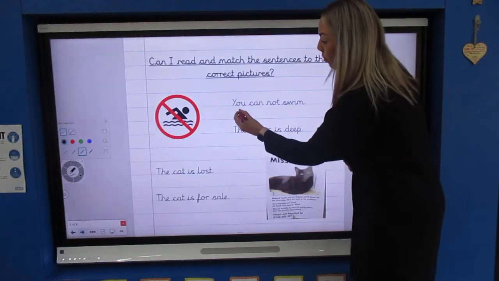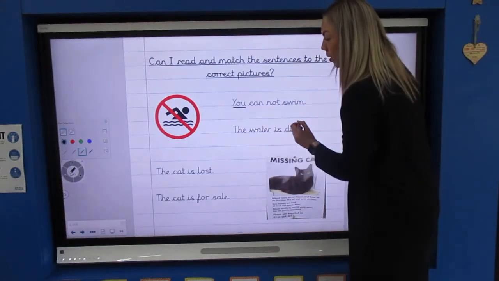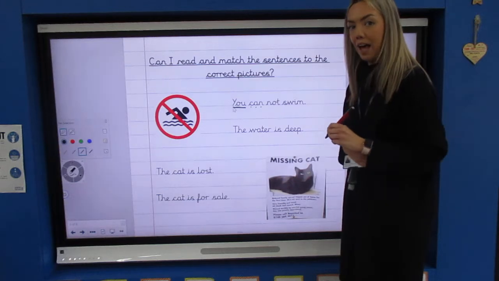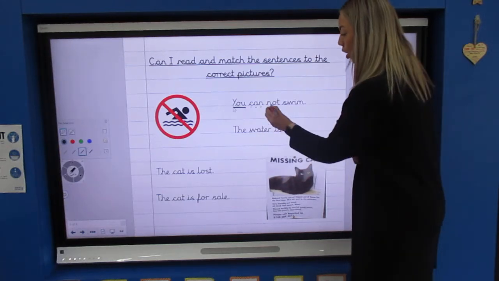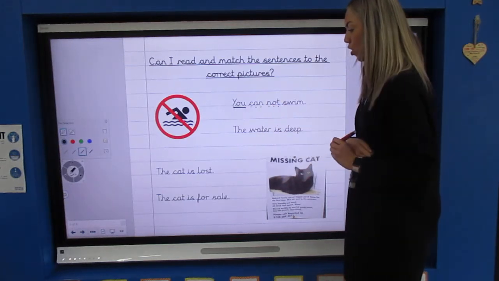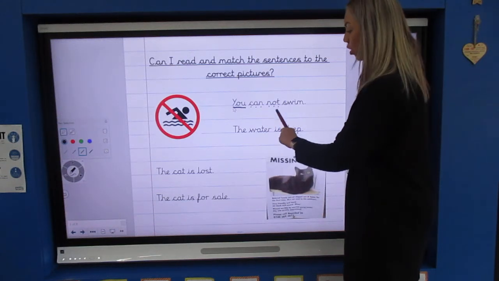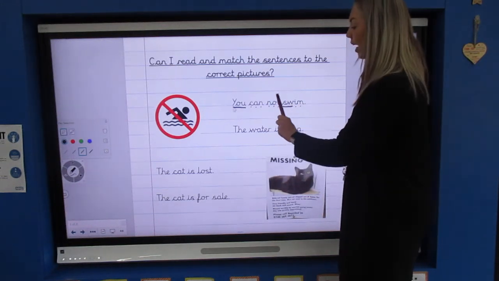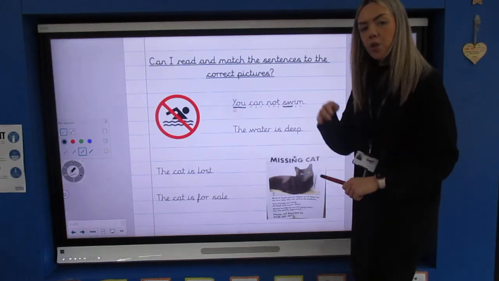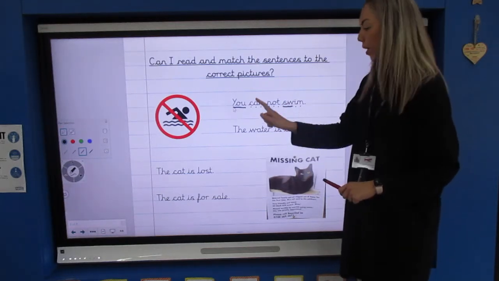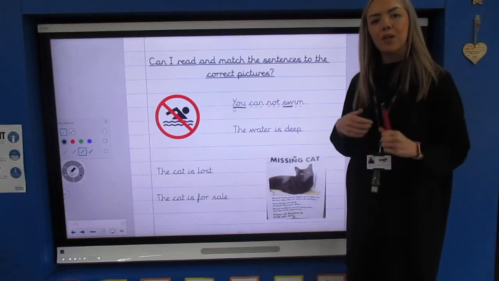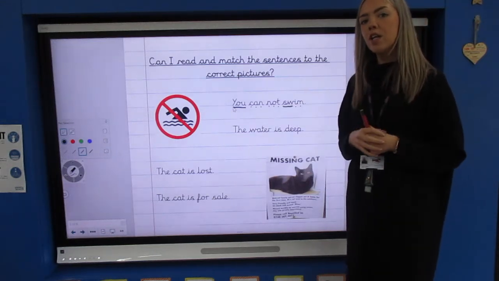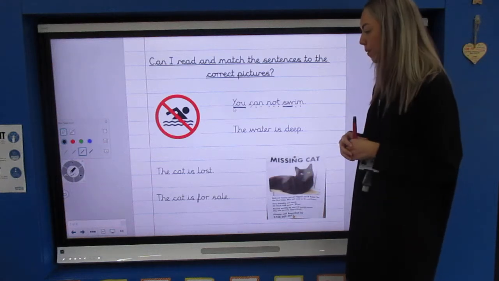So we've got the tricky word, you, can, you can, not, you cannot swim, you cannot swim. So keep that one in your head, and we're going to read the second one and we'll see which one matches the picture, which one is the correct sentence for the sign, okay?